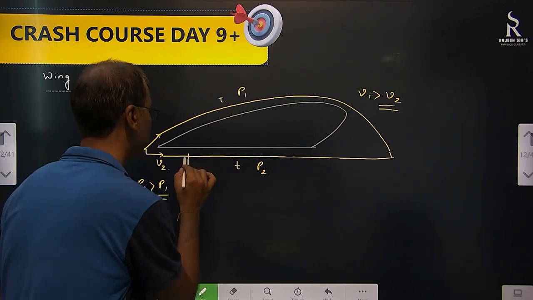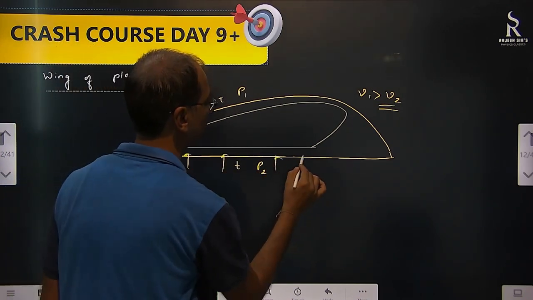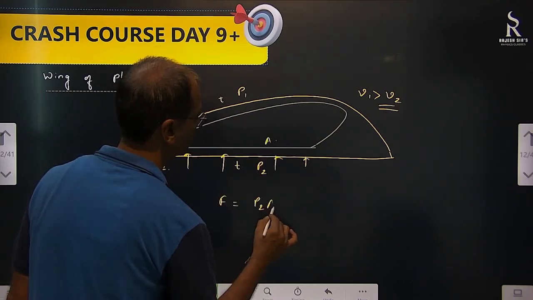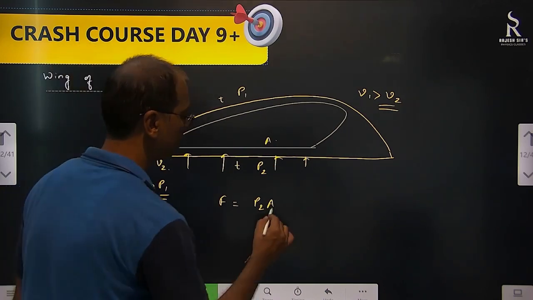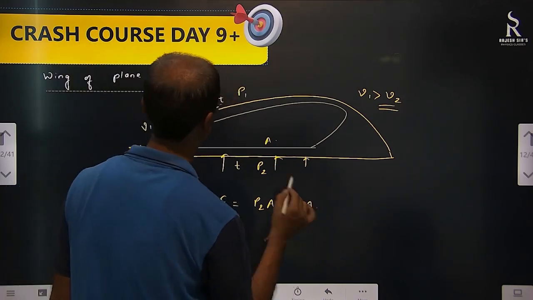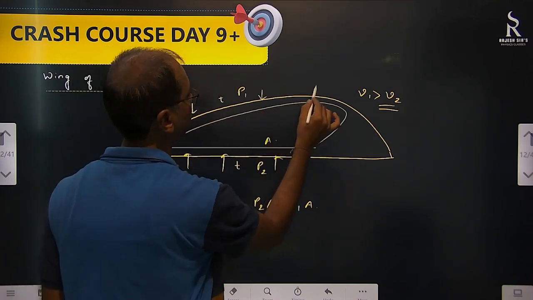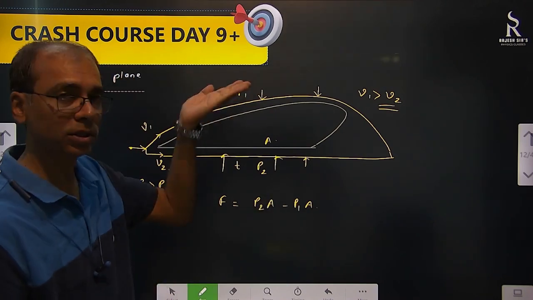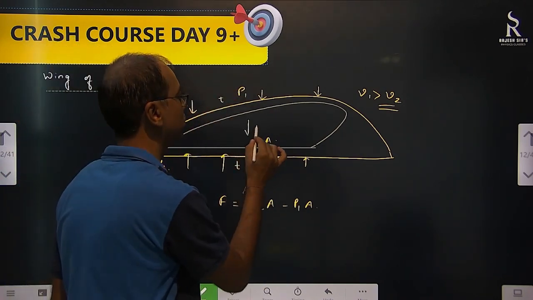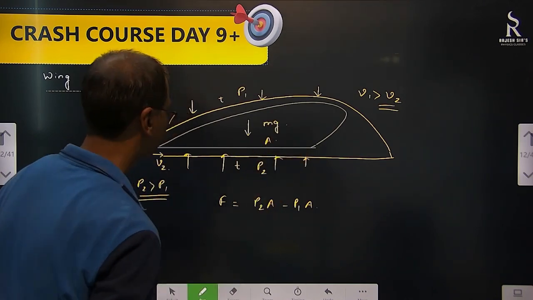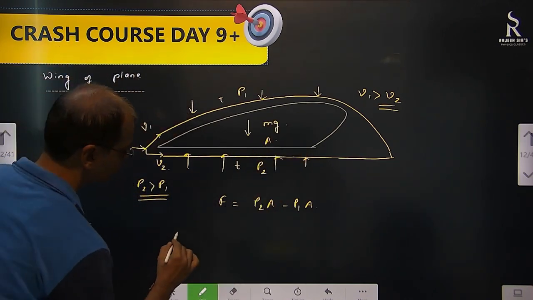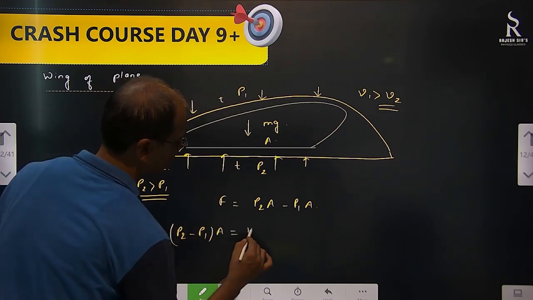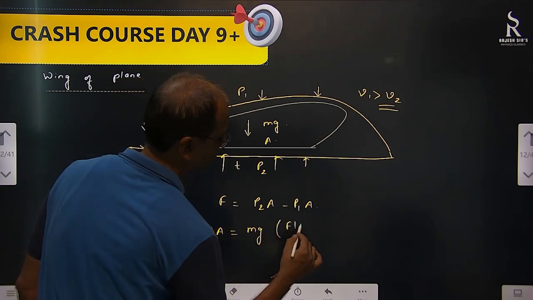Obviously, this pressure is going to apply force on this one. If suppose its area is A, then force will be pressure into area. And obviously, it is more than P1A, which is from the top. From here also pressure is there. But since P2A is more than P1A, there is a force upwards, and that balances your mg. Okay. In floating condition, (P2 minus P1) into A is mg. Floating condition of plane.